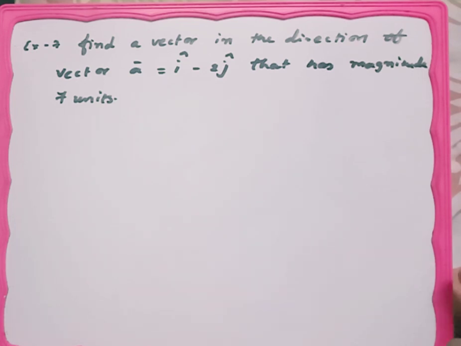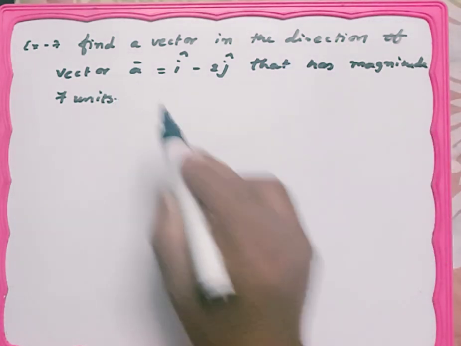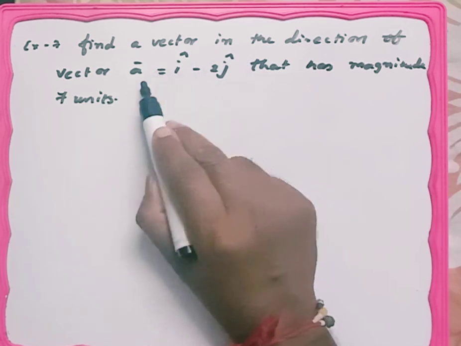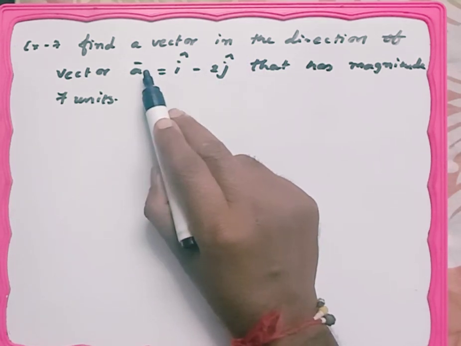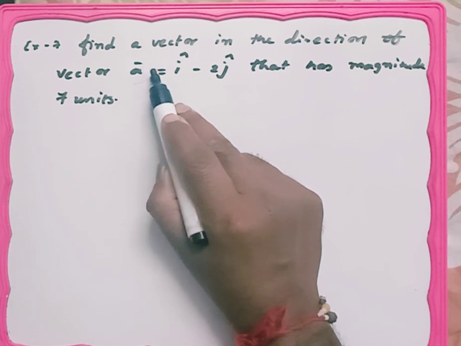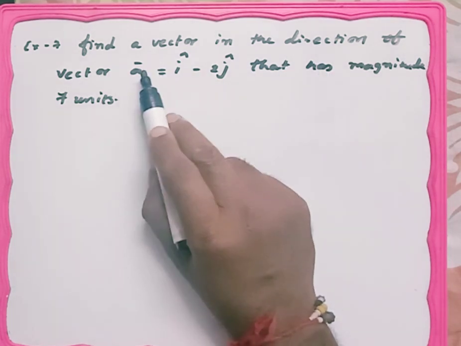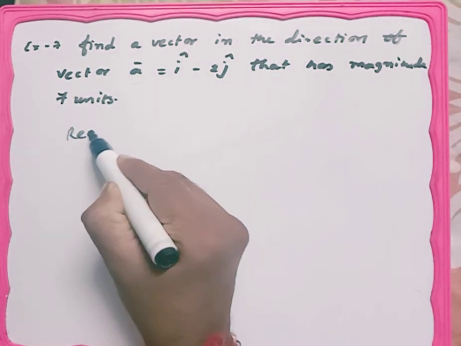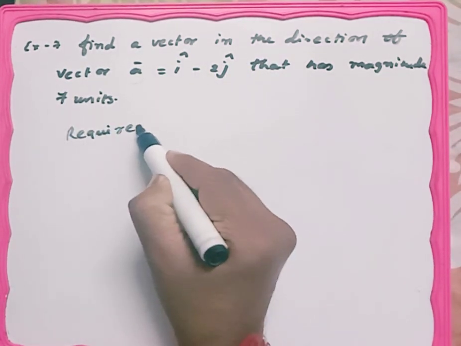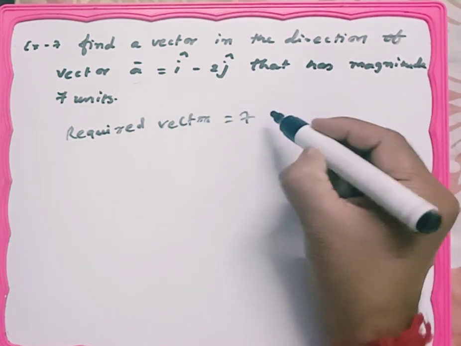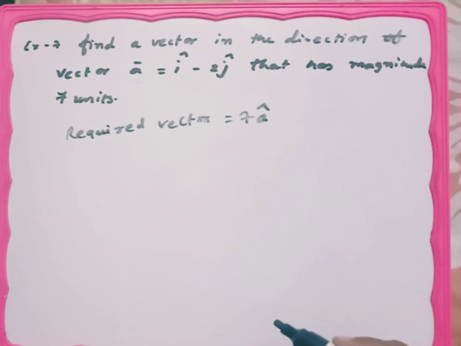Example 7 we have: find a vector in the direction of vector a bar that has magnitude 7 units. Now in the direction of this vector we require, so we will find the unit vector of a bar and then we want magnitude 7 units, so multiply by 7, and so the required vector equals 7 into the unit vector of a.